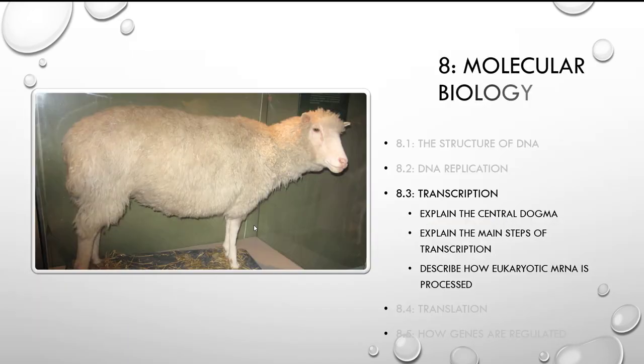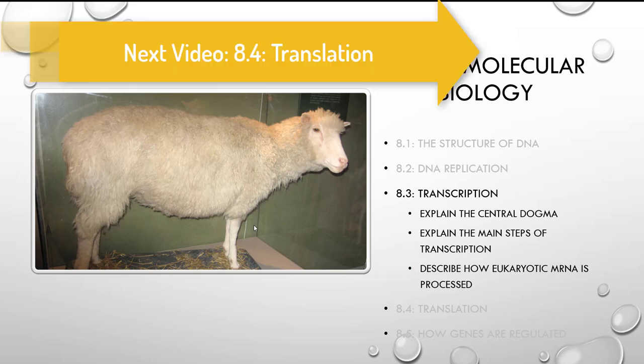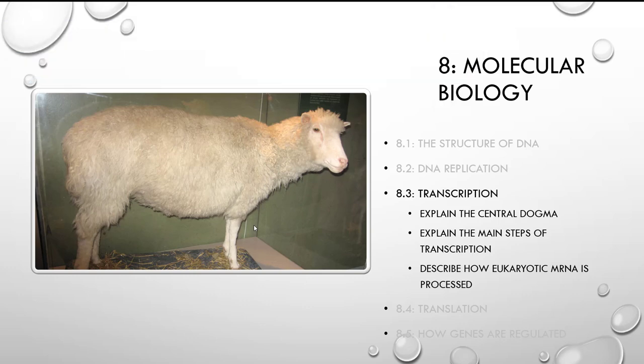Okay, so we're done with the transcription part. So by now you should be able to explain the central dogma, as well as explain the main steps of transcription and describe how eukaryotic mRNA is processed. So in 8.4, we're going to get into now how that mRNA strand moves into the cytoplasm where translation takes place.